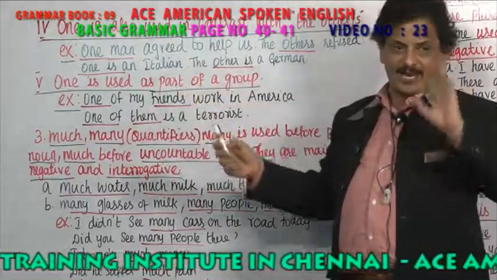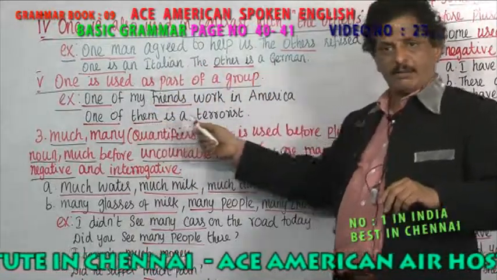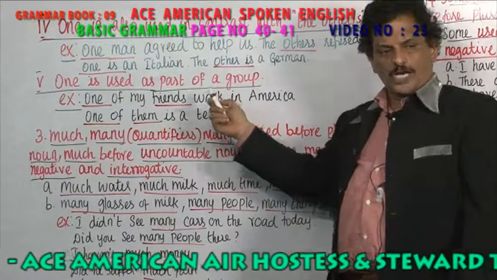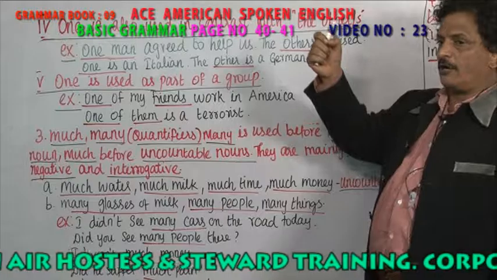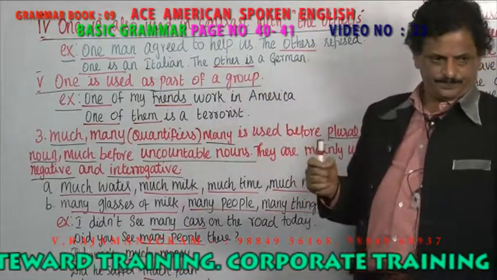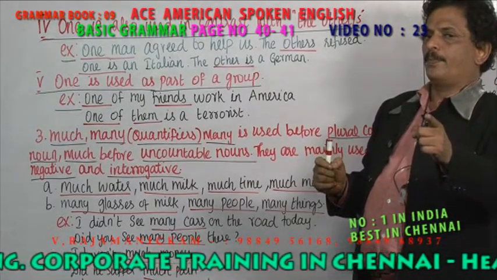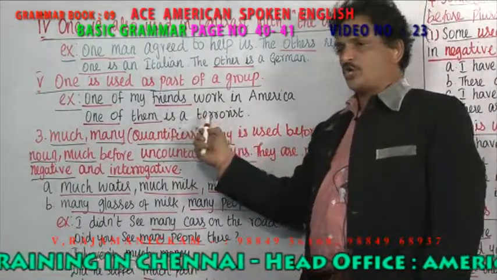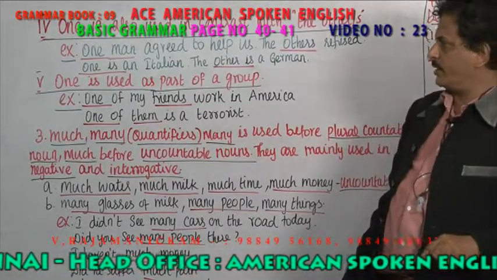One of my friends. So, friends is a group, right? 10 of my friends are there. One of my friends means 1 out of 10. So, one is used as a part of a group. One of my friends works in America. So, one is used to say one particular singular person in a group. One of them is a terrorist. Them is a group. One of them is a terrorist, right, out of them.